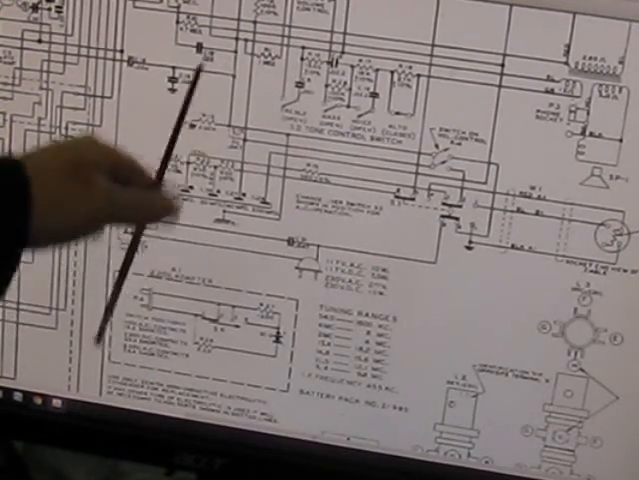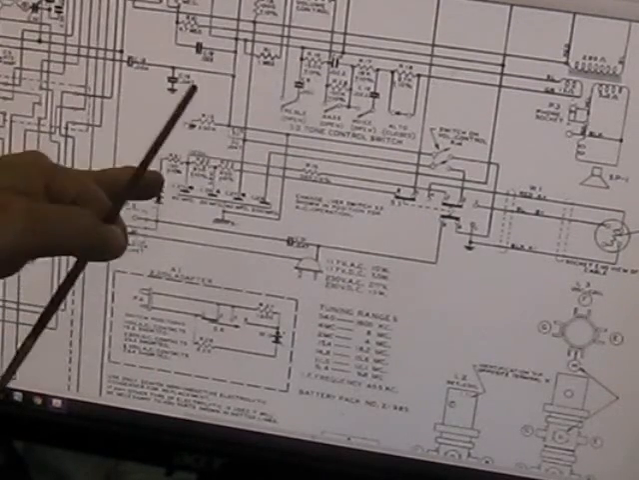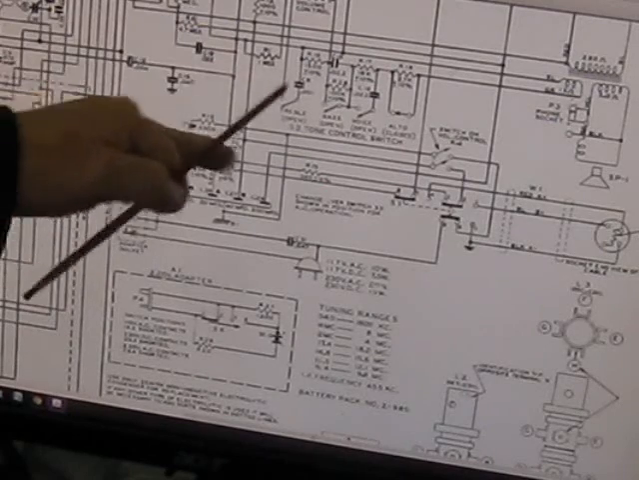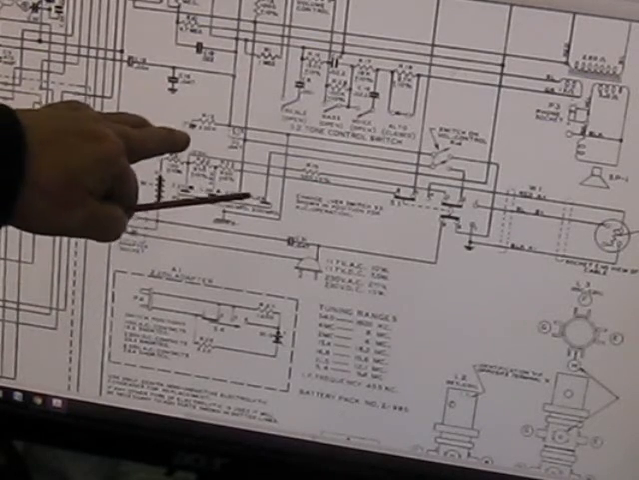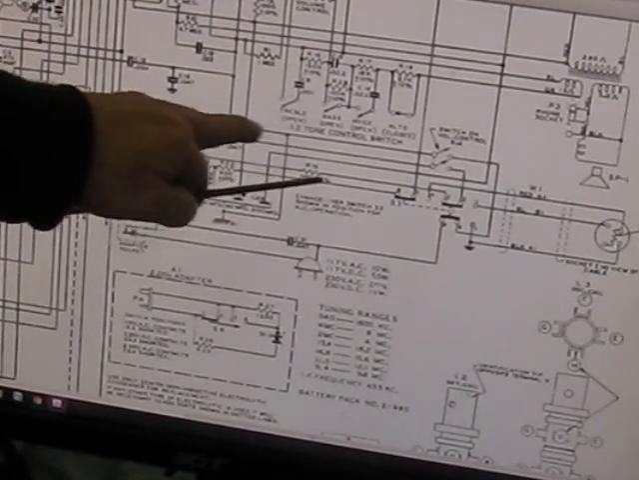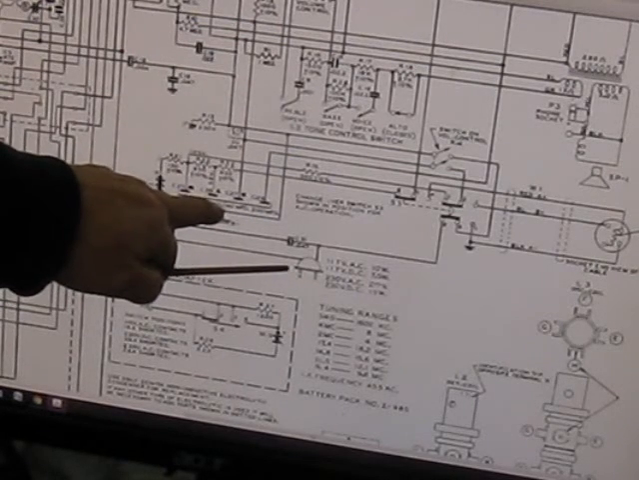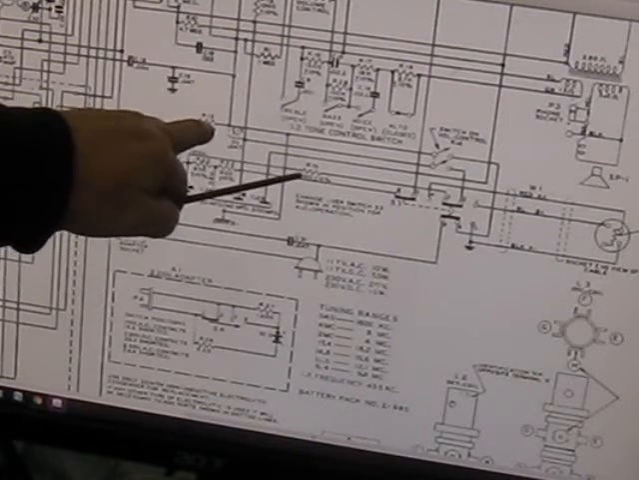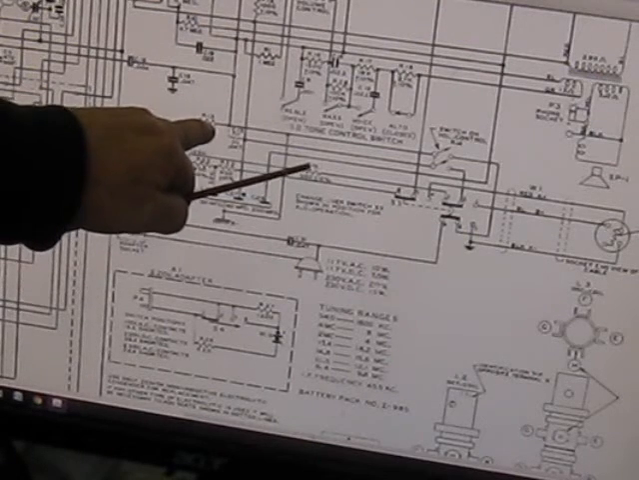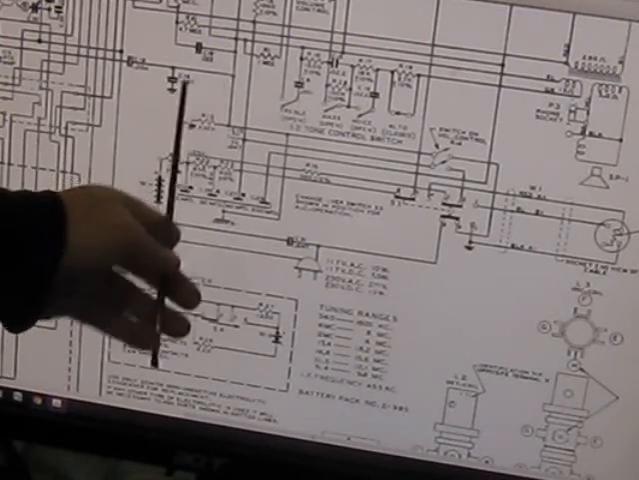So if you were measuring your B plus, then your return path, if you hook to the chassis, would go through this resistor back to B minus or circuit ground. So you're going to have a voltage drop across this resistor. Now it's not going to be much, and we're not talking like 30 volts or anything like that. It's going to be around 2 to 5 volts or so. It depends on several factors.